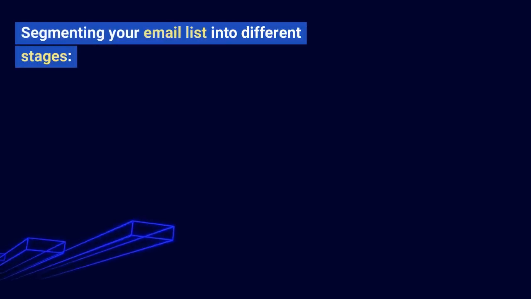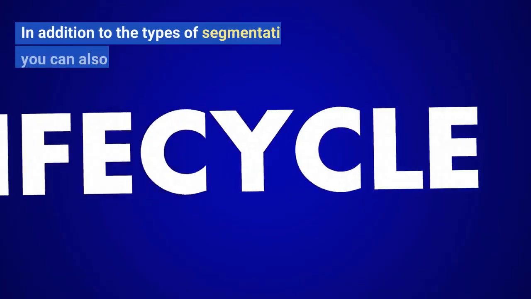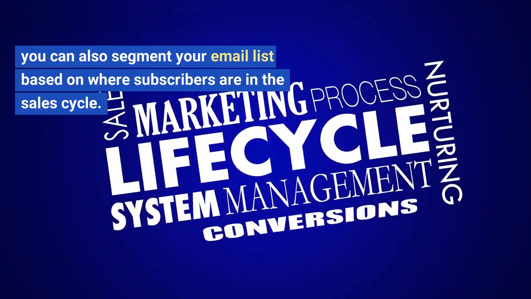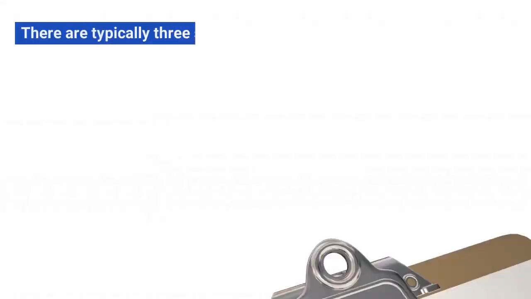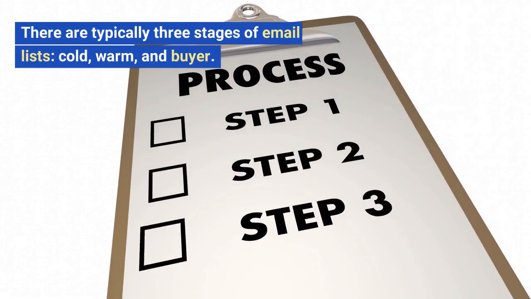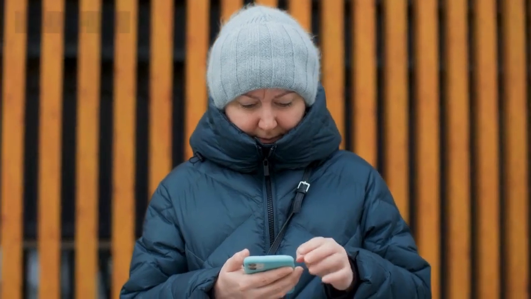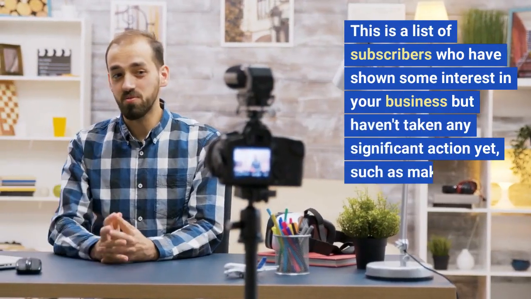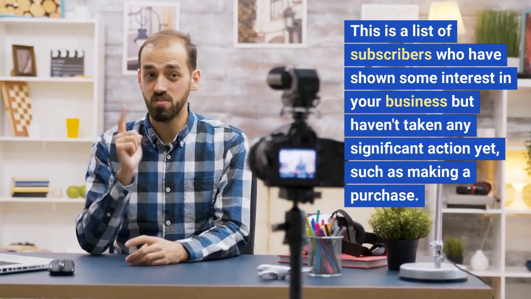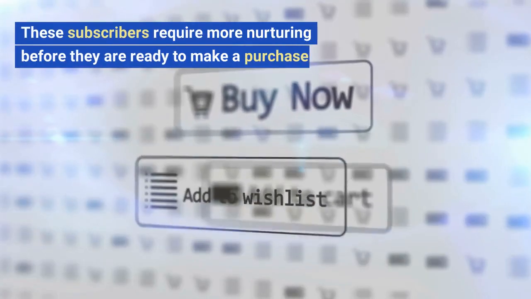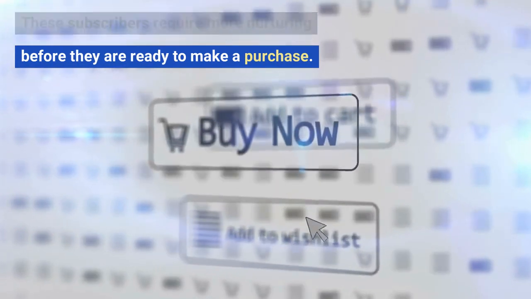Segmenting your email list into different stages. In addition to the types of segmentation, you can also segment your email list based on where subscribers are in the sales cycle. There are typically 3 stages of email lists: cold, warm, and buyer. Cold email list. This is a list of subscribers who have shown some interest in your business but haven't taken any significant action yet, such as making a purchase. These subscribers require more nurturing before they are ready to make a purchase.